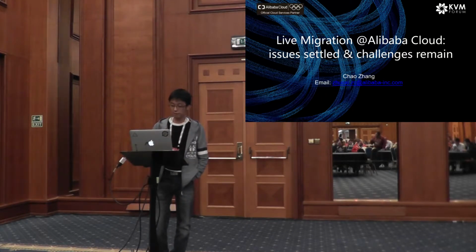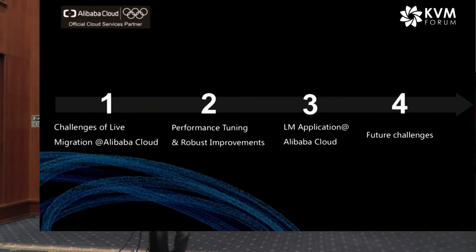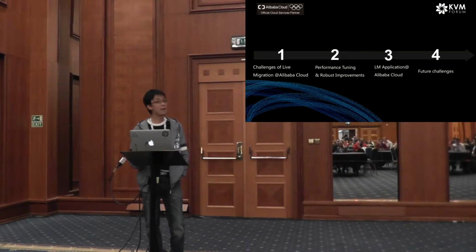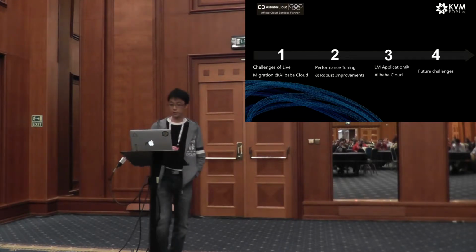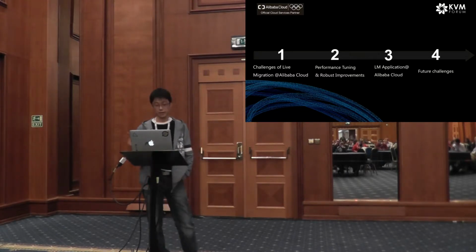Today I want to talk about the live migration we've been doing at Alibaba Cloud. This includes the challenges and problems we met during the process of employing this technology in our cloud. We have done some performance tuning and robustness improvements to enable it to work well with our cloud. Most of my talk will focus on the differences between doing a migration in a virtualized environment and in the cloud. At last, I will show some live migration applications in our cloud to demonstrate how powerful these tools can be in improving efficiency in the cloud.